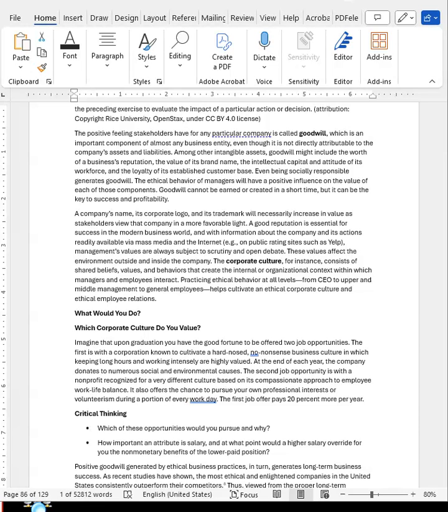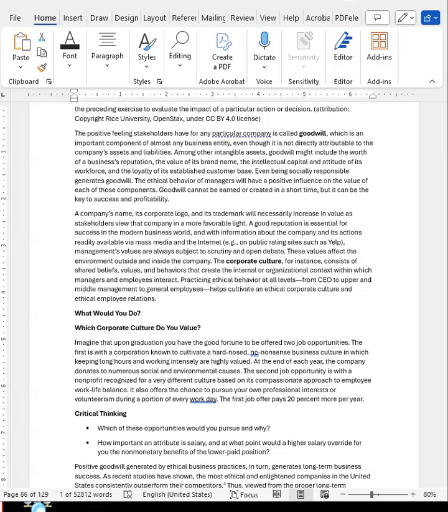What would you do? Which corporate culture do you value? Imagine that upon graduation you have the good fortune to be offered 2 job opportunities. The first is with a corporation known to cultivate a hard-nosed, no-nonsense business culture in which keeping long hours and working intensely are highly valued.